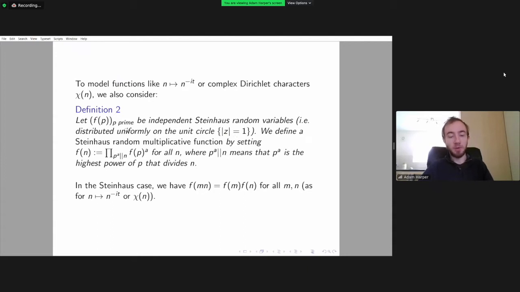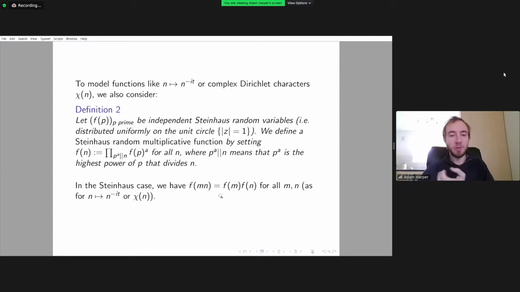And to make this into a function on all the natural numbers, you now don't worry about any square freeness condition anymore. You just say that for all natural numbers, f of n should be the product of f of p to the power a, where p to the a is the highest power of p that divides n. So whatever the prime factorization of n is, you define f of n to be the product of copies of f of p's corresponding to the prime factorization. And this gives you a random complex valued multiplicative function. It has this property. So f of mn is equal to f of m times f of n, now for all m and n. Actually, because of the way this is defined, you don't need any coprimality condition.